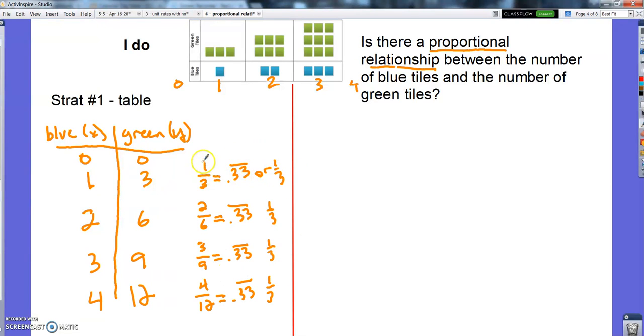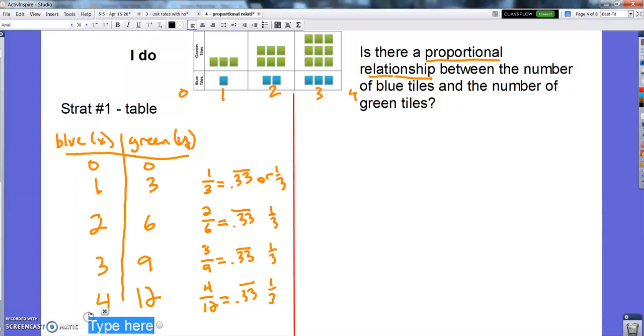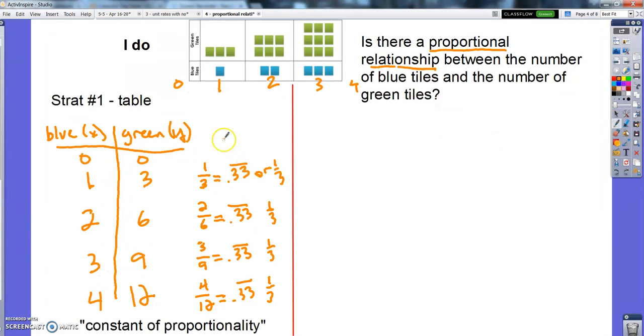This value, when I make the ratio of blue to green, has a fancy name. I'm going to type it instead of write it so you can read it. This 1/3 or 33 repeating that came up over and over again is called the constant of proportionality. And in this situation, it was always the same number, a third. So when the constant of proportionality is the same for every point in the table, then you would say, yes, this is a proportional relationship.